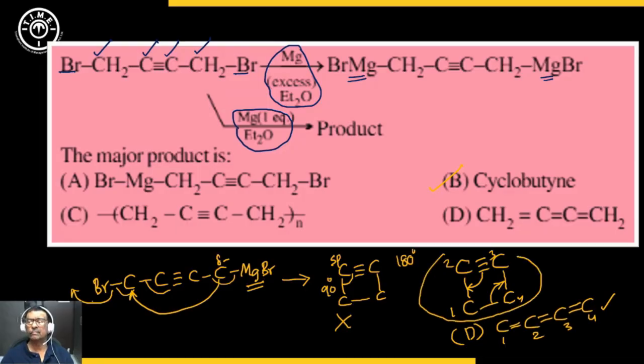This is very unstable. It cannot hold the molecule in that position because carbon is sp and you require 180 degrees as a bond angle, whereas you have close to 90 degrees. So this molecule won't be formed at all. So instead, you will get the open chain form. So this is what? How do you name this? Buta 1, 2, 3 triene. Clear? So it is option D.